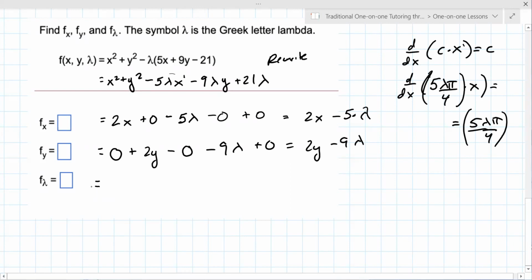For the last one, unless a term has a lambda, you just ignore it. So the derivative of x squared is 0, the derivative of y squared is 0. This time, though, you could rewrite this as minus 5x lambda. Then the derivative is minus 5x, because whatever's in front of lambda is your result. Same thing here, you could write this as minus 9y lambda, so the derivative is whatever's in front of lambda, minus 9y. And then again here, whatever's in front of lambda, plus 21.